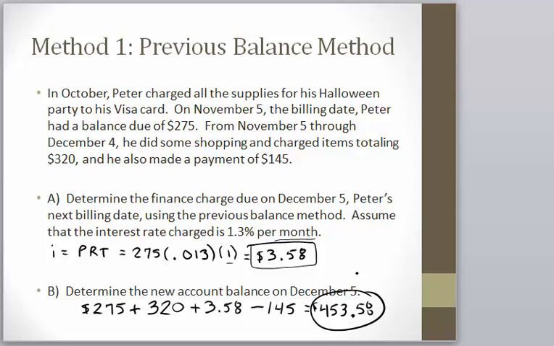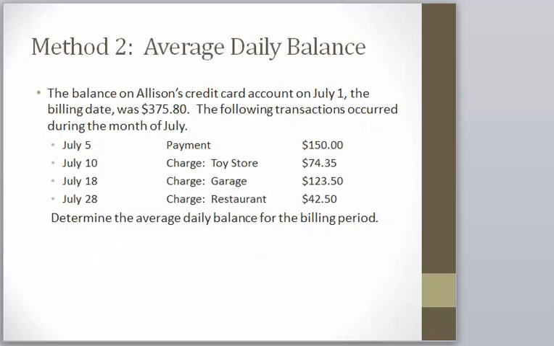Let's move on to method 2. Method 2 is referred to as the average daily balance method. Many lending institutions use this method for calculating the finance charge because they believe that it is more fair to the customer. With this method, the balance is determined each day of the billing period for which there is a transaction made in the account.